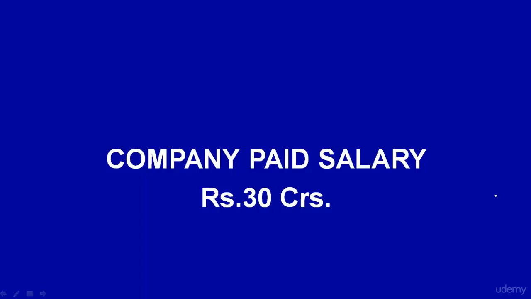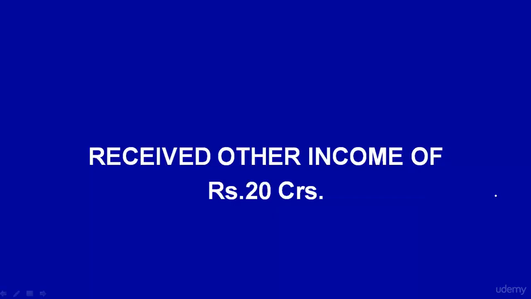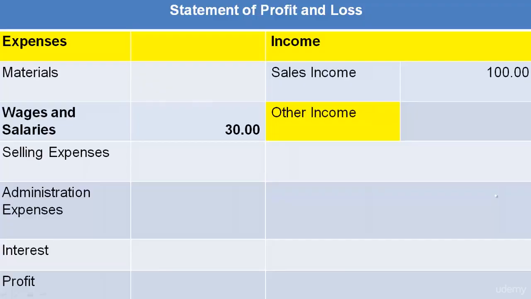Company paid salary of rupees 30 crores. So paying salary, is it an income or expense? Paying is an expense, so it should appear as expense in the statement of P&L, on the left hand side. Received other income of rupees 20 crores. So receiving income, the name itself says it's an income, so it should appear as income on the credit side, or on the right side, say other income rupees 20 crore.